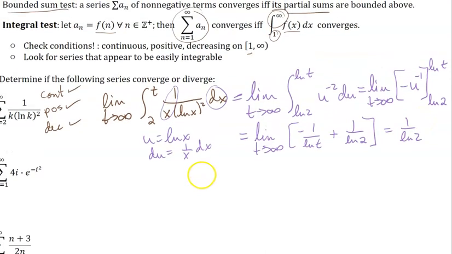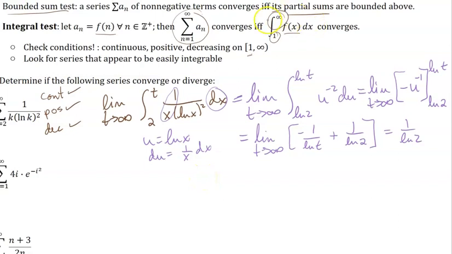Let's go back to our test. It says if the integral converges, then the series will converge as well. Because 1 over natural log 2 is a real number, we can say, yep, this series converges. Now, it does not converge to 1 over natural log 2. There's a distinction here. We did not find the sum of all of the terms from 2 to infinity of 1 over k times natural log of k squared. All we did was use this test to show that the series converges.